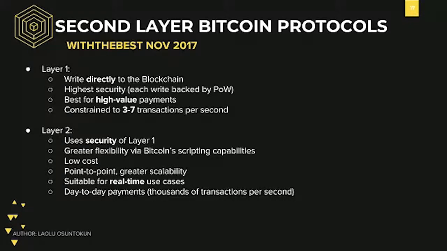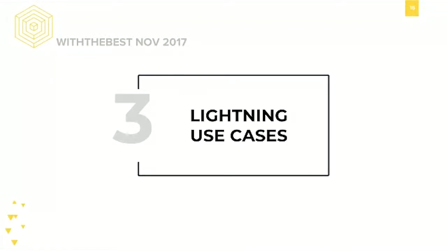Layer 2, however, doesn't directly use layer 1. It uses the security of layer 1. Building on layer 2 is effectively what allows you to have a lower cost and is suitable for real-time use cases. So once again, this is like day-to-day payments. You can also imagine like for IoT, micropayments and things like that, or if you want to stream videos, articles, Lightning is a great solution for that. So now we have some time to talk about Lightning use cases. This should be pretty fun.